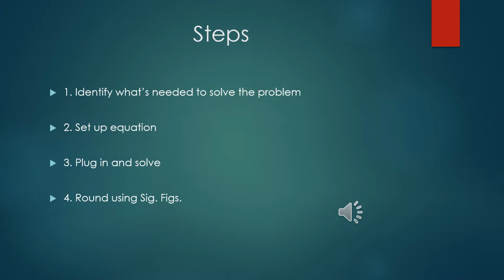Number two is to simply set up the equation, which is just knowing the equation and writing it down. Step 3 is to plug in and solve, and so for plugging in, all you do is once you have the equation set up, just plug in the values where they need to be, and then just solve as normal. And then of course, forever and always, step 4 is to round using significant figures.